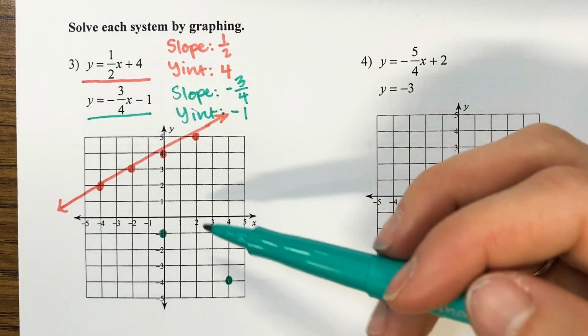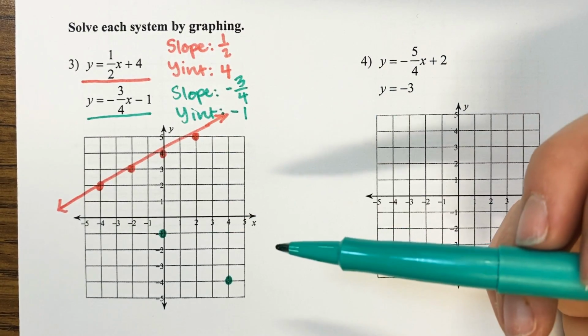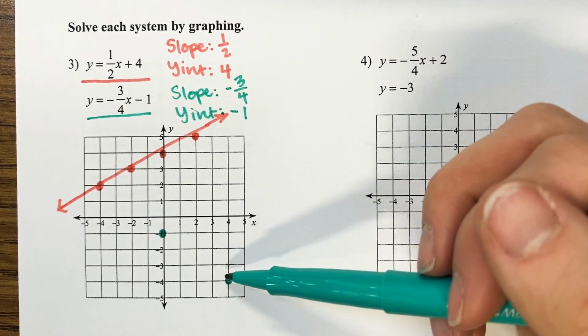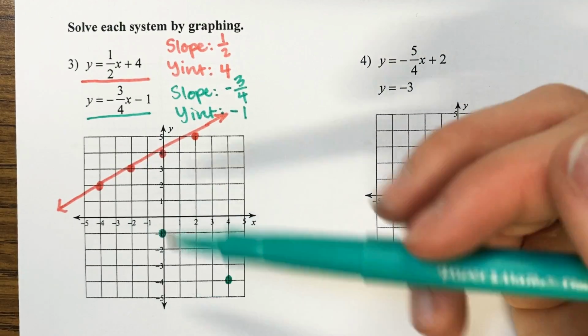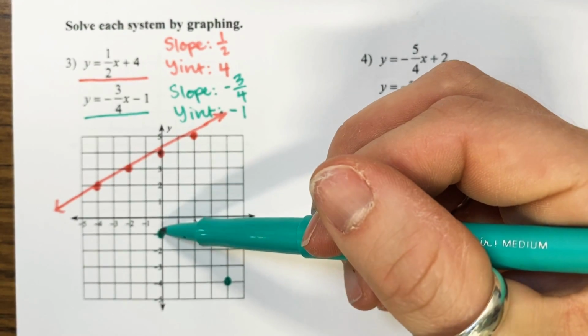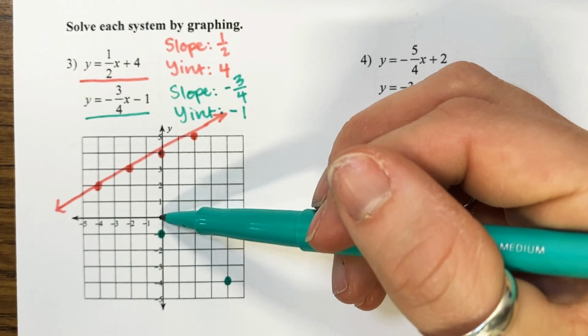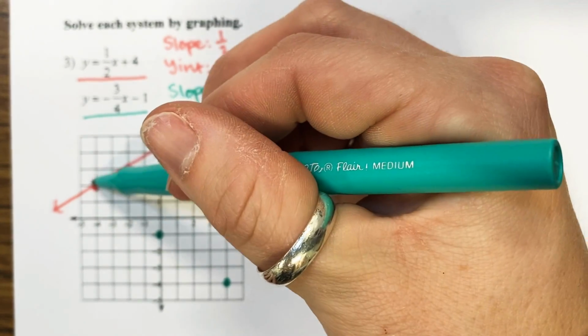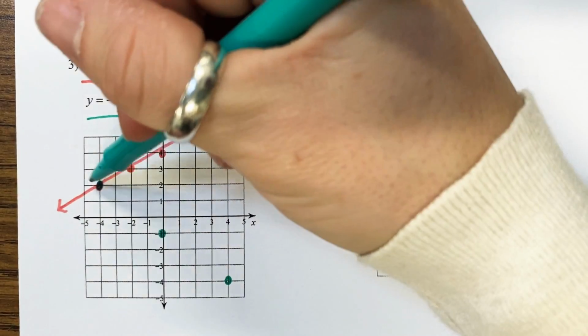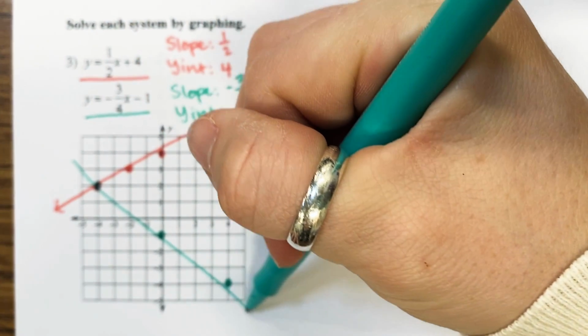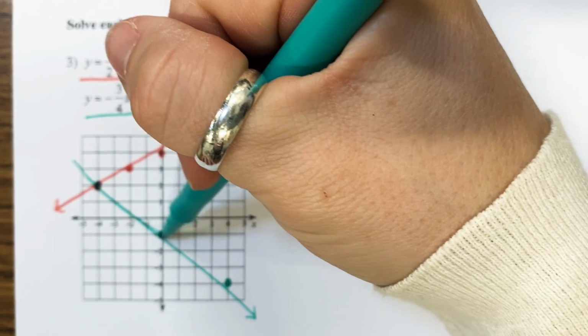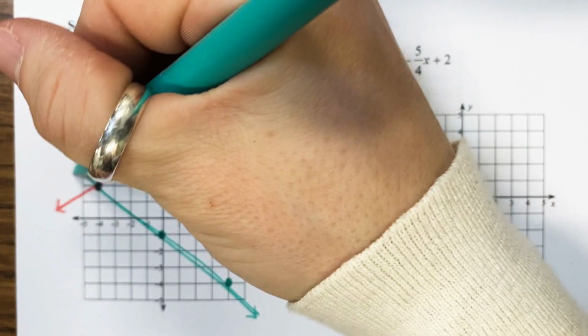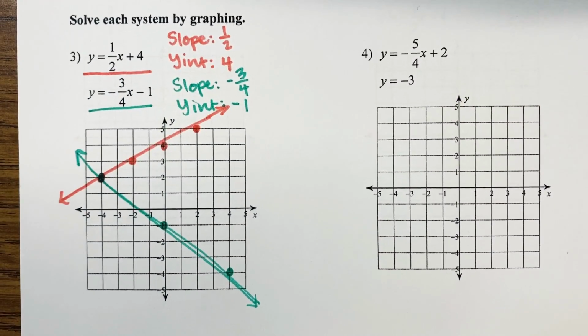Can you see a point where they cross yet? No, but like I said, we can go backwards. We can go the other way. Instead of going down 3 and over 4, let's go up 3: 1, 2, 3, and backwards 4: 1, 2, 3, 4. And there is our green line. Whoops, I didn't draw it too straight. There we go, a little better. And there's our green line.